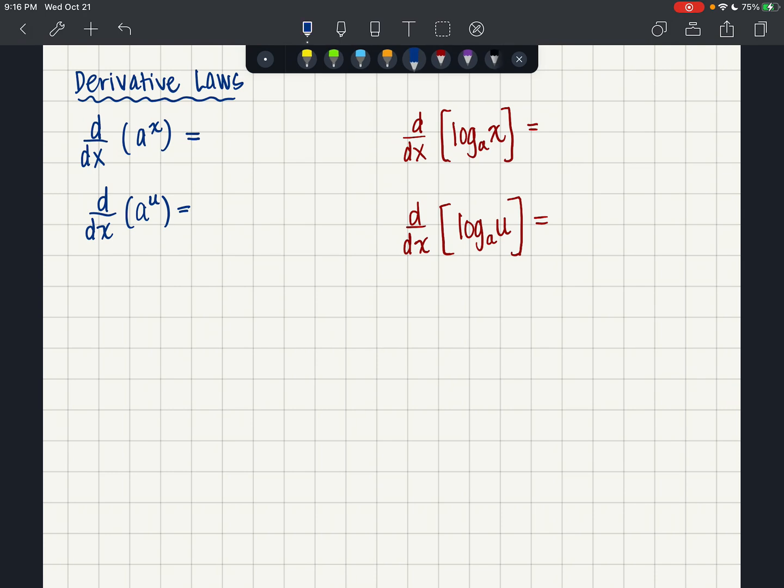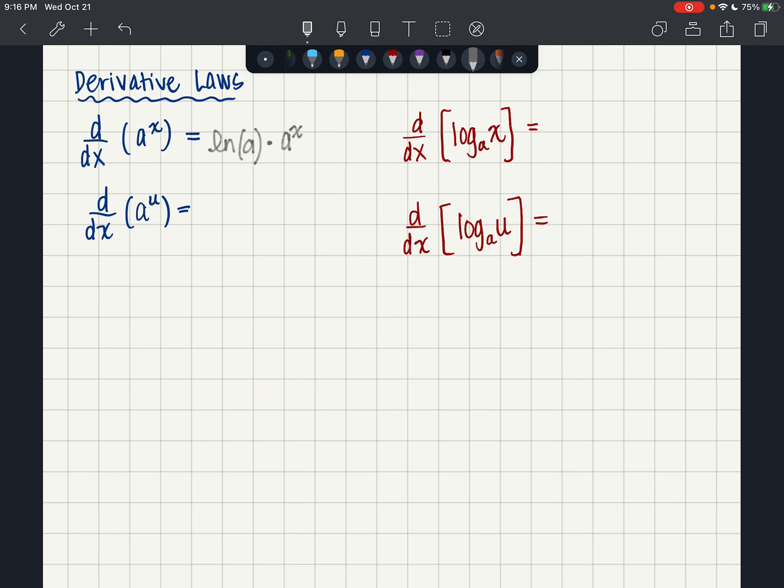The derivative of a to the x, and I would make flashcards. This is really where I would make flashcards and know my derivative laws. So on the first side I would put what's already written down there in blue, d/dx of a to the x. And in the back I would put the natural log of a times a to the x. So the derivative of a to the x with respect to x is the natural log of the base a times a to the x.